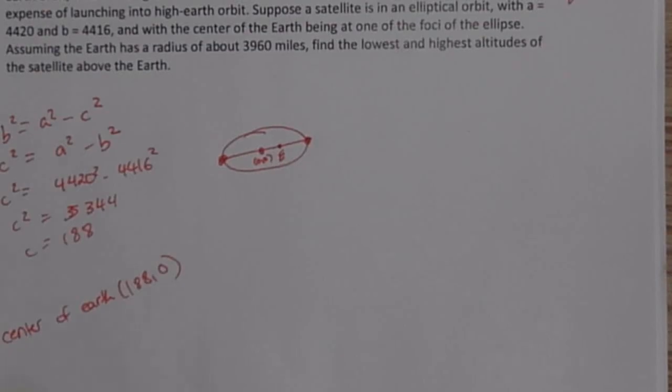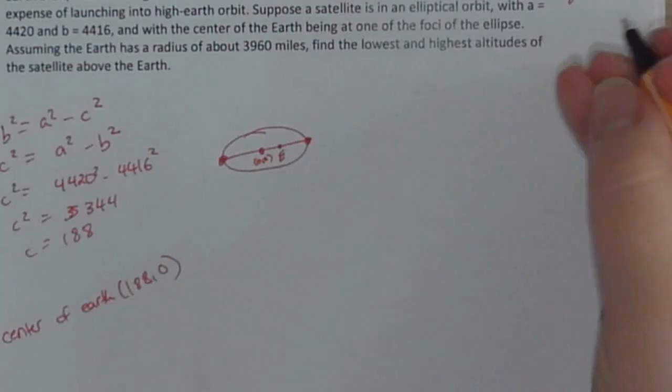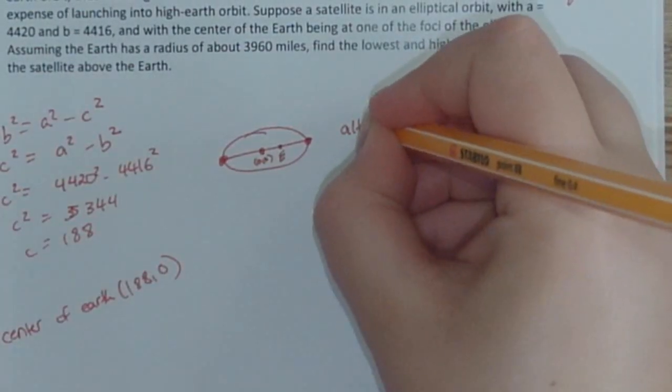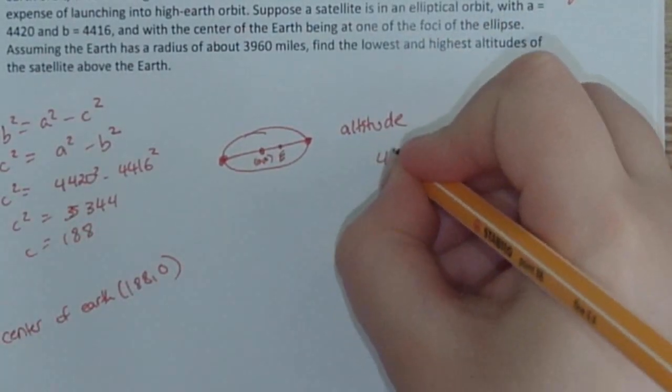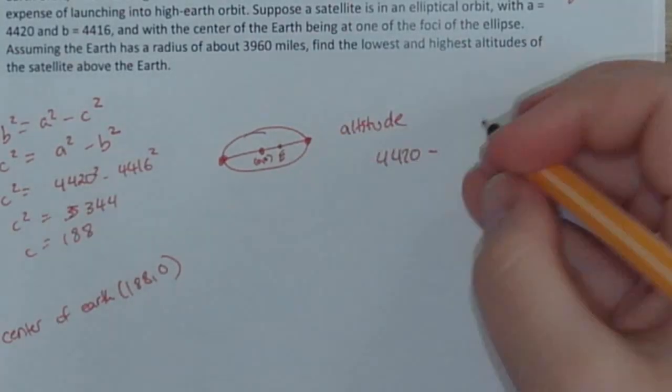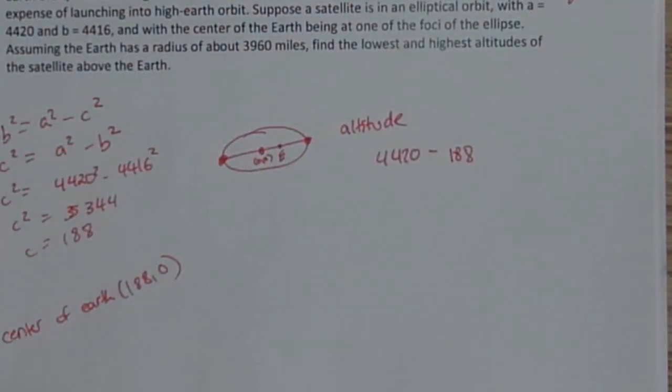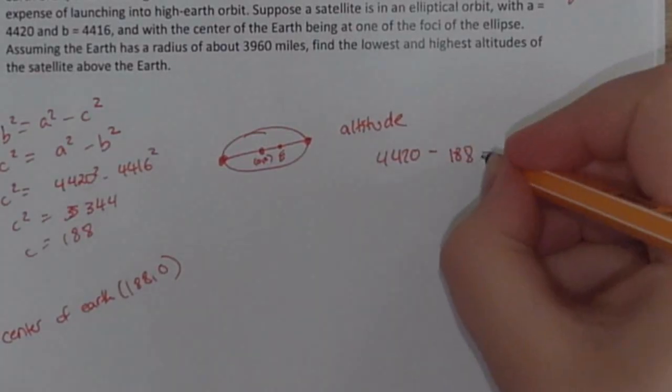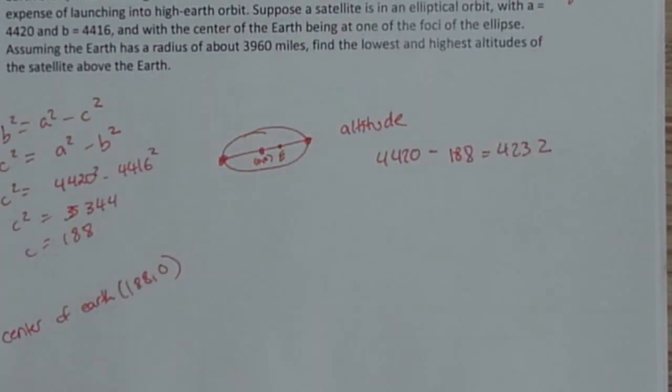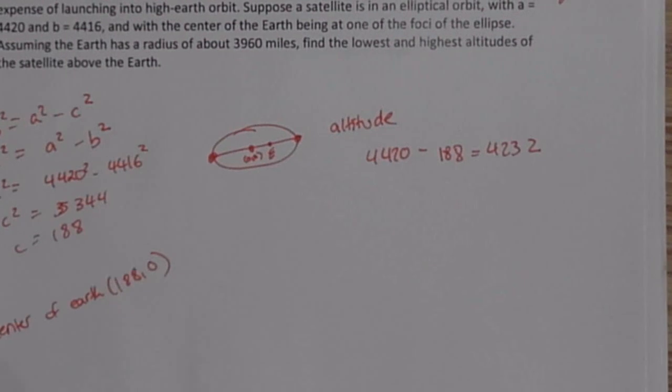Now the distance from the vertex to the center is a, right? So for our altitudes, we can have a minus c, which is the focal length. But then we got to keep in mind that we also have the radius of the Earth, because we want to know what's the highest altitude of the satellite from Earth's surface.